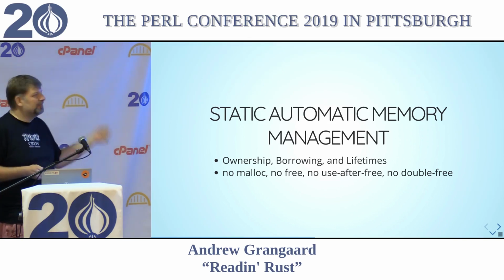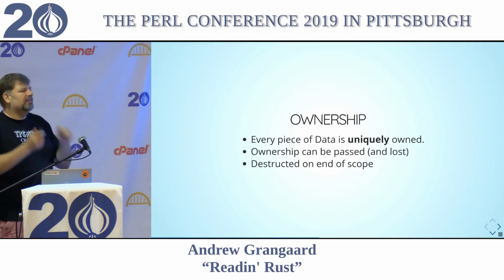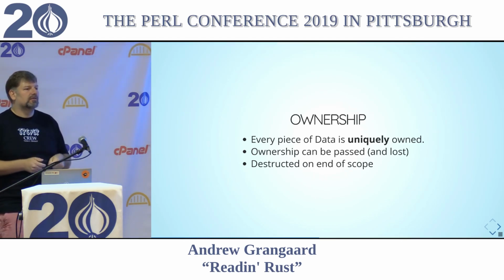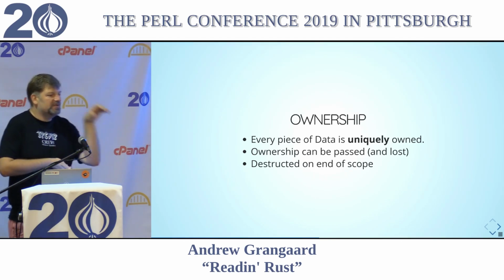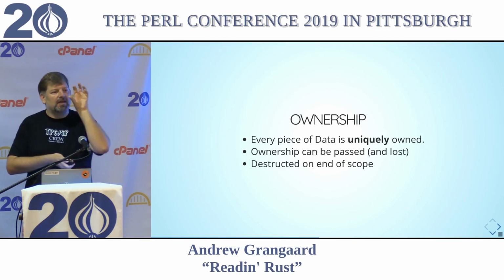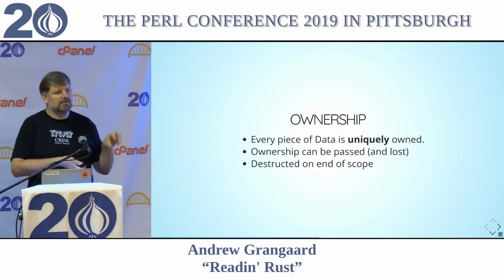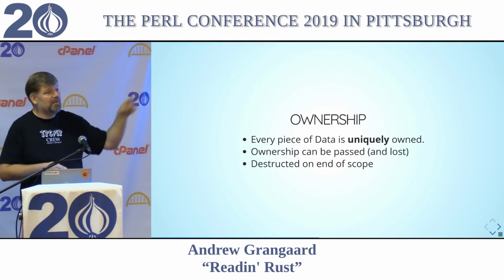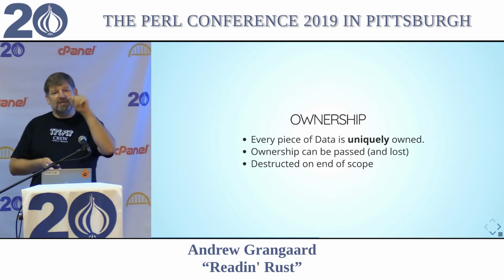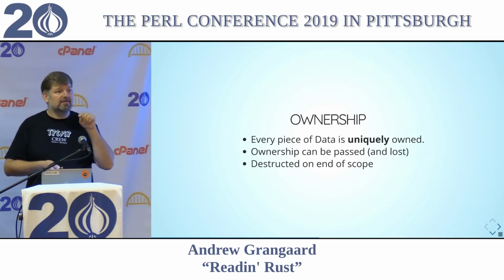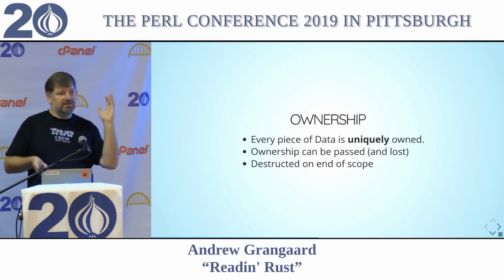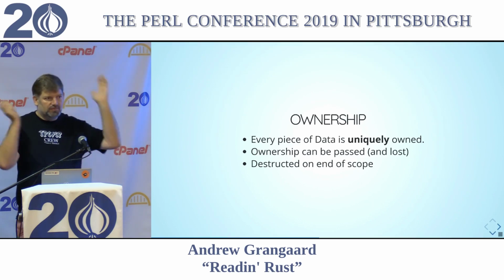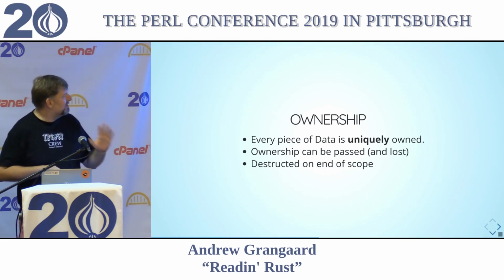There's no double free. So ownership: every piece of data is uniquely owned. When you say let x equal 5, that 5 is owned by x. And that ownership can be passed. So let x equal 5, let y equal x. Well, y now equals 5. X is an invalid pointer that you can't use anymore. And if you try to use it, no, you can't use that. You lost it. It's not as scary as it seems.